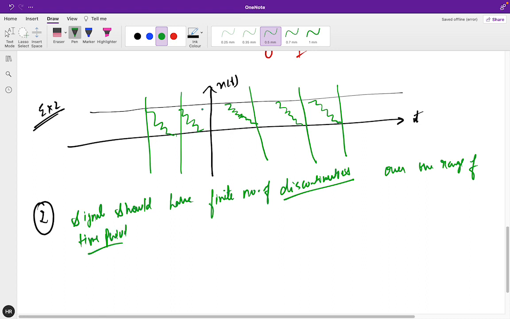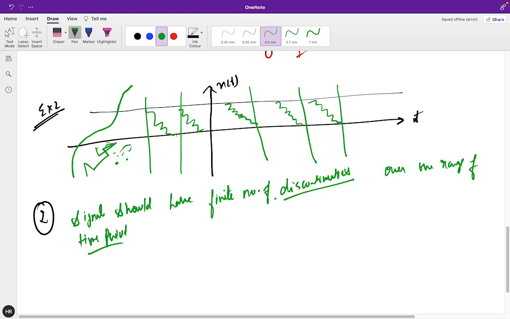In this particular signal we have a lot of discontinuities. Discontinuities means it's not continuous. Continuous means like this is continuous, and in a discontinuity this kind of thing will come, sudden breaks will come. These things are known as discontinuities. So if the signal has a finite number of discontinuities, then it's fine.